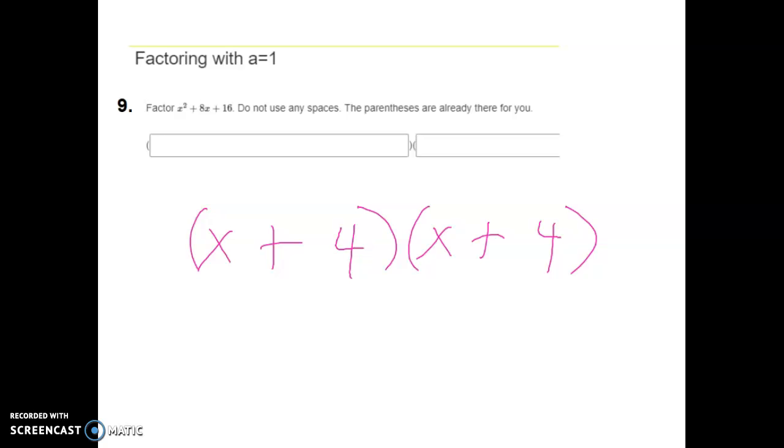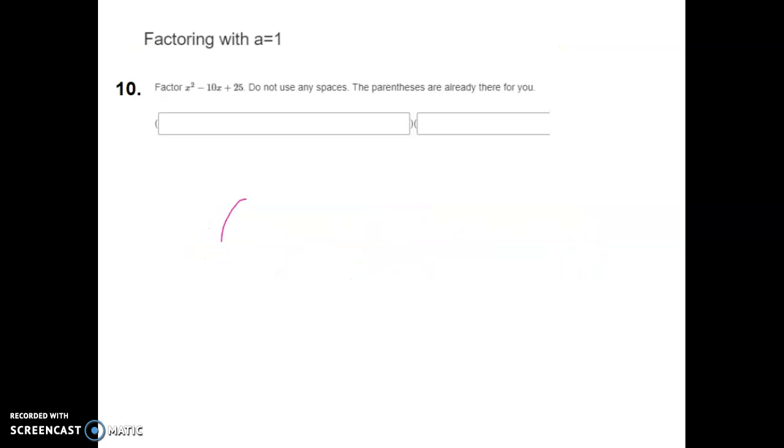Number 10. Put my parentheses, I put my x's. These are going to have to both be minus minus because a negative times a negative will give us that positive 25. But then I need a negative plus a negative to give me that negative 10, and that's going to end up being 5s.